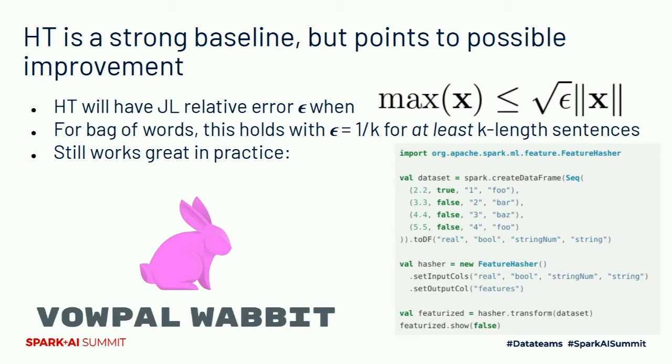In particular, the worst case for the hashing trick happens to be when you have incredibly sparse data, at least in a theoretical sense. If you had a bag of words representation, you would need sentences to be of at least length k in order for the relative norm, that crucial property that helps us learn on the hash space, to be preserved with fidelity 1 over k. And so even though this is the case theoretically, the hashing trick is widely used in practice. You've got Spark having this feature hasher and Vopal Wabbit, a frequently used machine learning package, all of which have been applied successfully in large-scale sparse settings. So it's going to be a strong baseline for us to compare to.